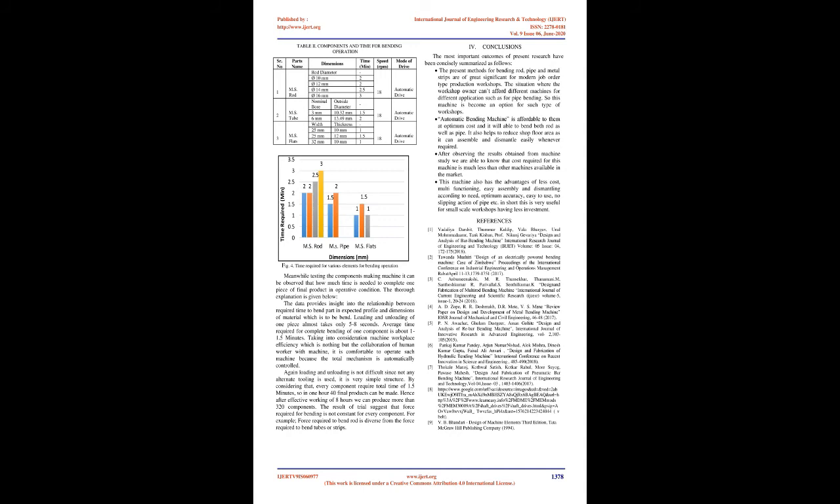3. Trials and discussion. The trials were conducted on the newly developed automatic bending machine for various components. The time and speed were recorded. Table 2 shows results after the trials on various types of parts conducted on the automatic bending machine. Figure 4 shows the time required for bending operations for different dimension parts. While testing the component making machine, it can be observed how much time is needed to complete one piece of final product in operative condition.